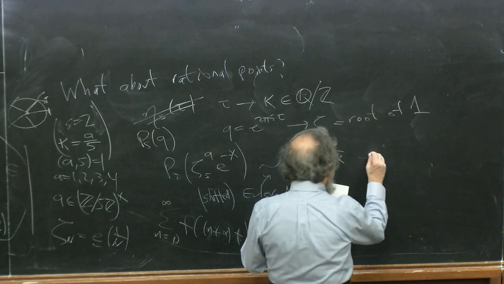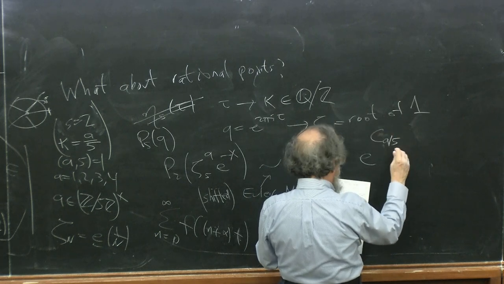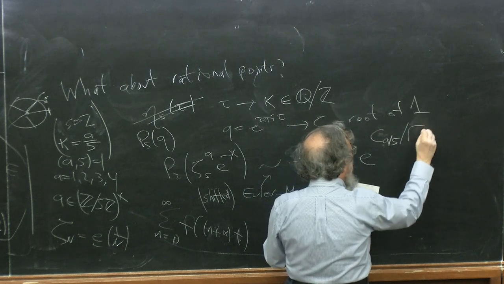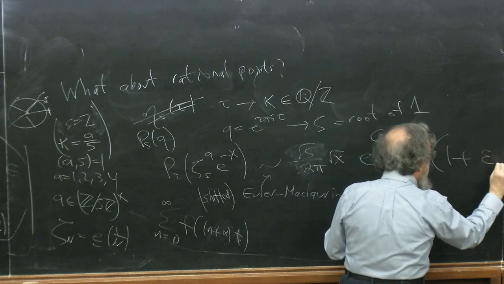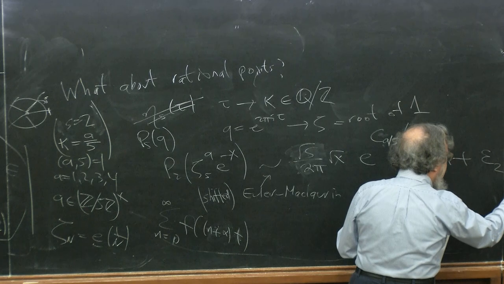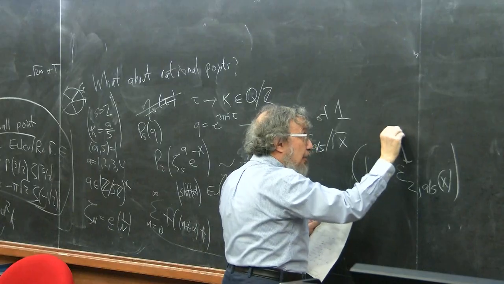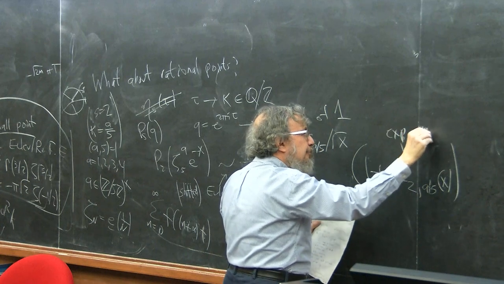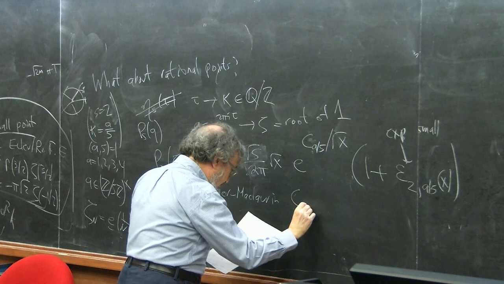And then there's always a constant over x, but this constant depends on a mod 5, but it's periodic, so I'll write it's a function of a over 5 mod 1 over the square root of x. And then again, there'll be an epsilon 2 comma a over 5, so that's my kappa, of x, which is again exponentially small. But here, C_a is not such an obvious number.